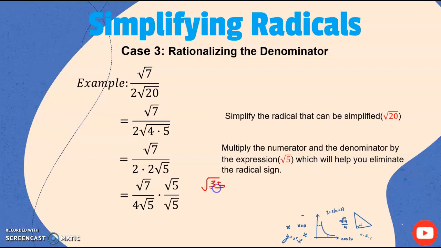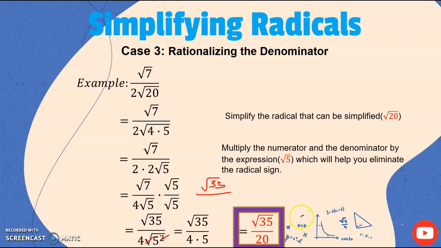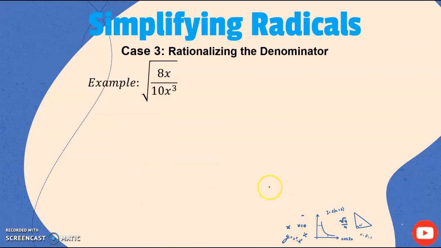And then how about the denominator? So it's gonna be 4 square root of 5 squared. And then you have to cancel them. Therefore, you have to multiply 4 times 5. Square root of 35 over 4 times 5. It's gonna be square root of 35 over 20. Right? Next, last example sa square root.